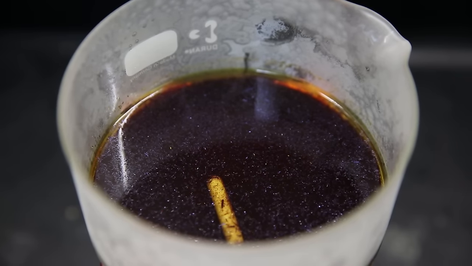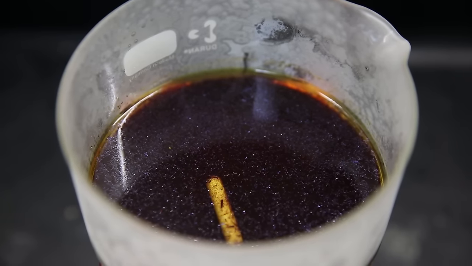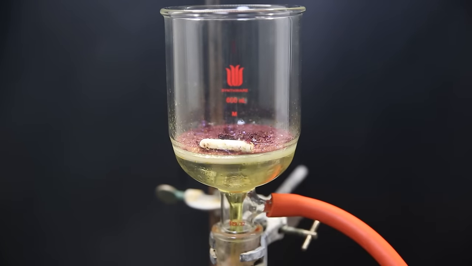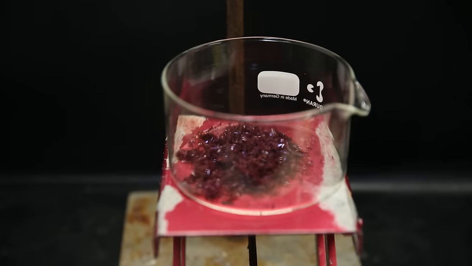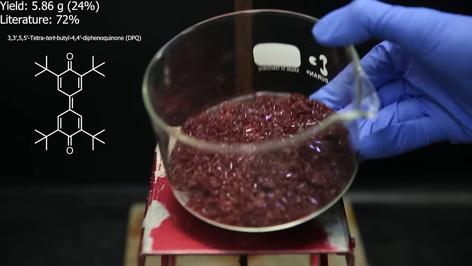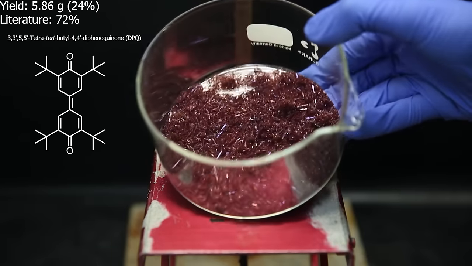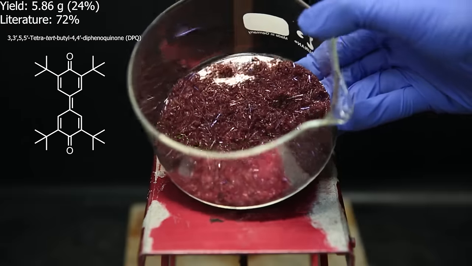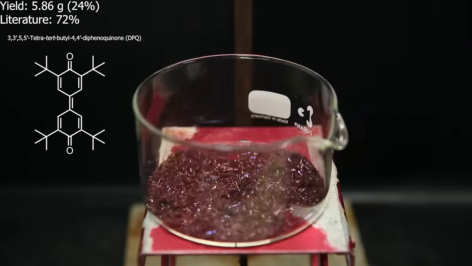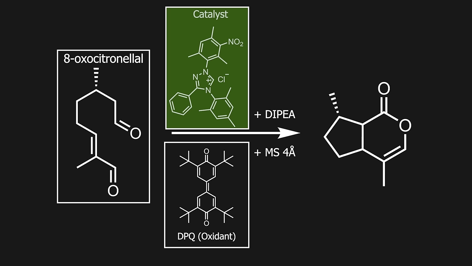A bunch of red-brown crystals with a purple reflex have formed, so to collect them, I filter it all through a glass filter with a paper filter on top. I then move it all to a crystallizing dish and set it in the oven to evaporate off all of the remaining solvents. Afterward, I am left with 5.86 grams of DPQ as red-brown needles with a purple reflex. This is a yield of 24%, which is a lot worse than literature, but I think it was because my stirring stopped, so the reaction could no longer progress properly. Anyhow, it is still enough for the reaction, so it's not a problem.